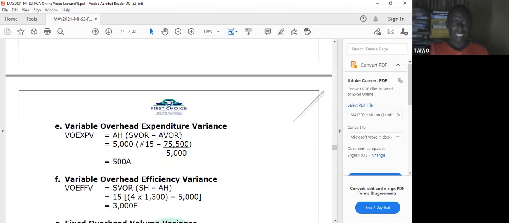Now, variable overhead expenditure variance. We are actually talking about expenditure now. What is the standard variable overhead rate? That was 15. What is the actual variable overhead rate? You don't know. What do you do? You just divide the actual variable overhead cost by the actual labor hours. That will give you a rate. I hope you are getting it. That rate should be 15.1. You now remove it from 15, which is 0.1, times 5,000, which is 500. That means that the variable overhead expenditure variance will be 500.